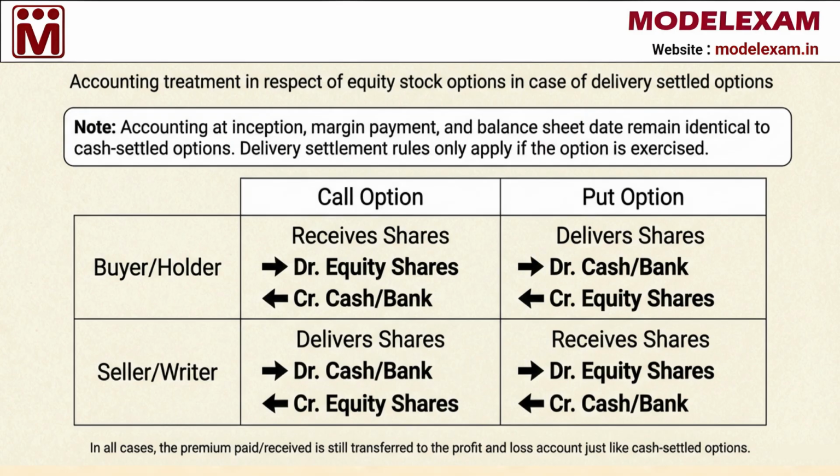In some cases, people prefer to settle their contracts with actual shares instead of cash. This is known as a delivery settle option. If the option is exercised, the buyer of a call option will receive the shares and pay cash at the agreed price. If it is a put option, the buyer will deliver the shares and receive the cash. Regardless of how the shares move, the original premium paid or received is still recorded in the profit and loss statement, just like a cash settlement.